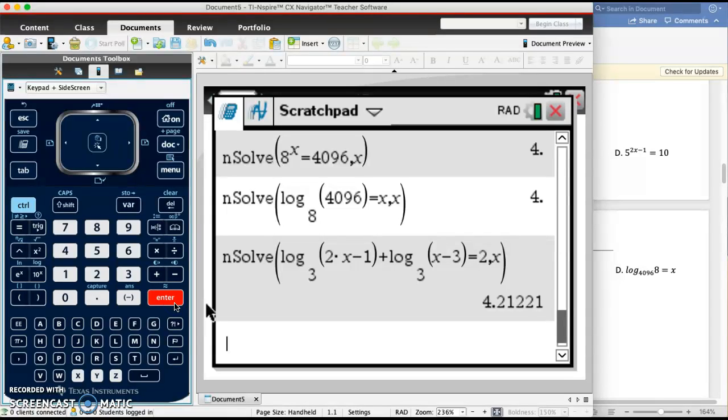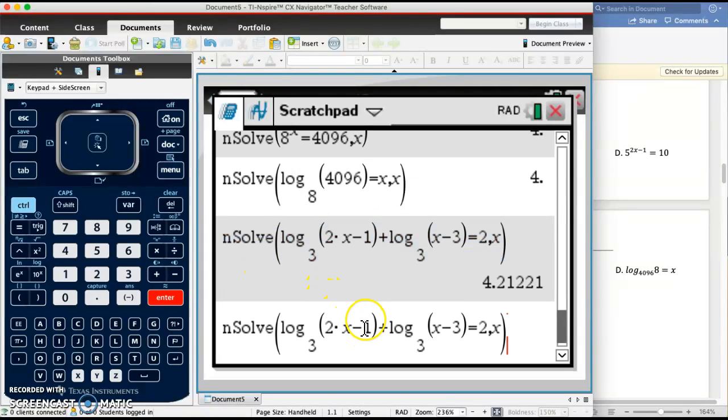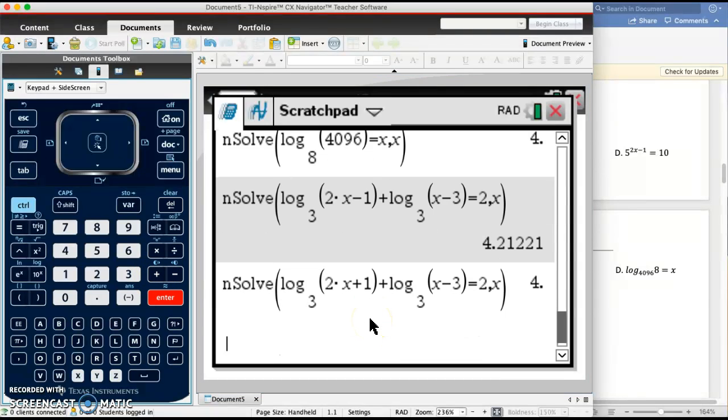So let me see if I entered everything right. 2x. Oh, yeah, I made a mistake, so I'm going to have to redo that. I'm going to turn that to plus 1. That's where my mistake is. Enter. Now I get 4 as my answer. So there you go. If you make a little mistake like that, it throws it off.